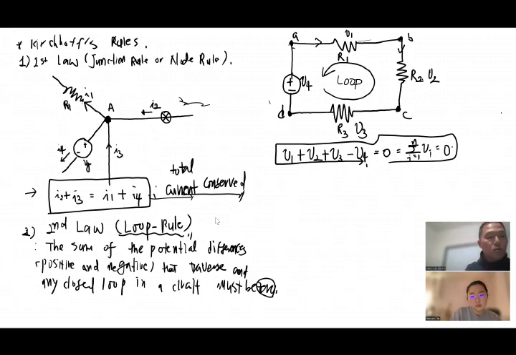So I will just give you a summary of this loop rule right now, so you have a better understanding. Next page.